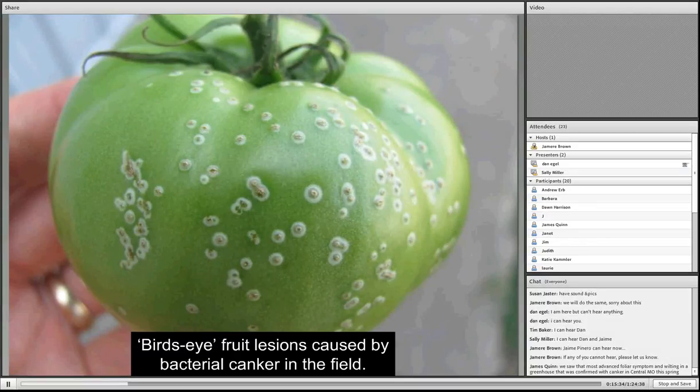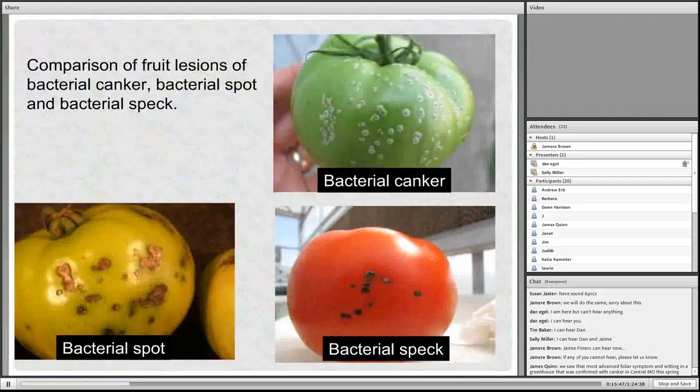As you can imagine, if you were to run your hand over the surface of this tomato fruit, it's raised. And so this is an excellent way to distinguish this bacterial canker. And what I've done here is show 3 photographs, one of bacterial canker with that raised bird's eye symptom on the fruit, and then bacterial spot and bacterial speck.